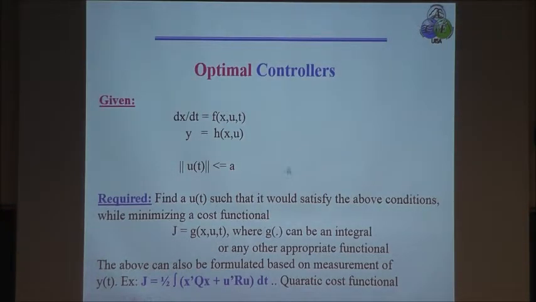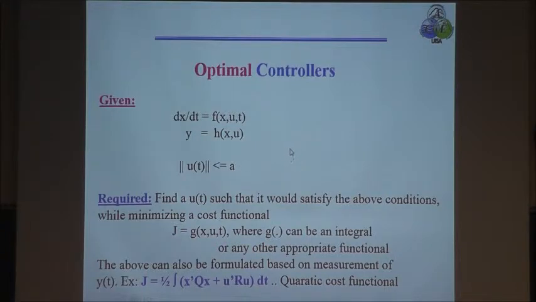Optimal control is another branch of control system. This being a review of control system, you have a nonlinear differential equation for your plant. You have a sensing, which could be in general nonlinear, and you may have a constraint on your control signal. It has to be between minus A and plus A, for example.